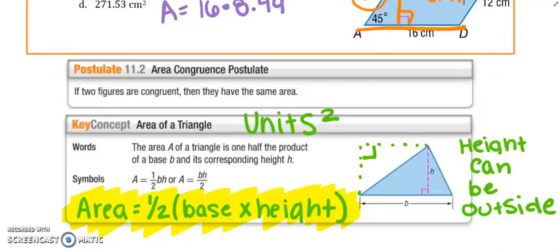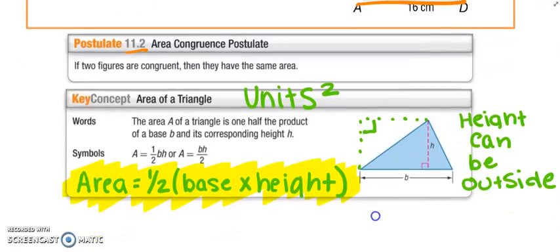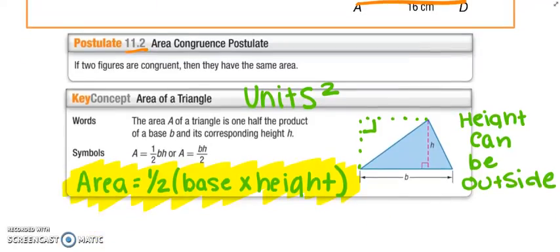We're moving on to triangles. First, we have this postulate, and again, it's something you already know. If two figures are congruent, then they have the same area. Well, if two figures are congruent, they're the same size and shape. If they're the same size and shape, obviously, they have the same area. Okay. We are going to do area of a triangle.